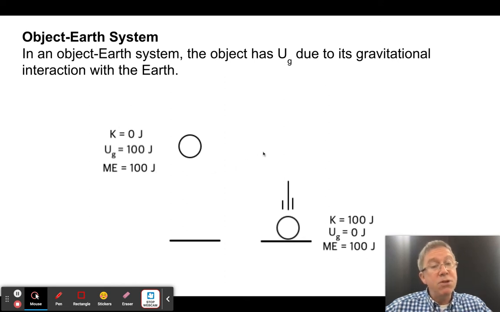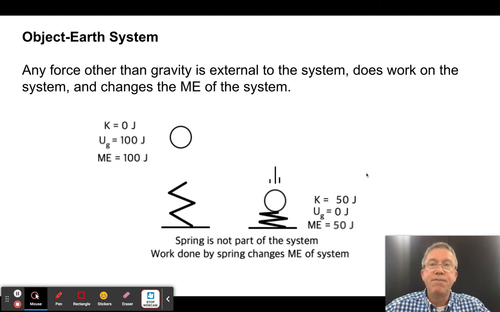And that will be conserved. So as long as there's no external force, say from air drag, as it falls towards the ground, it's going to lose gravitational potential energy. It's going to gain kinetic energy. Mechanical energy will be conserved. So we'll have still 100 joules of mechanical energy that it started with. But that's only if the Earth and the object are both part of the same system.